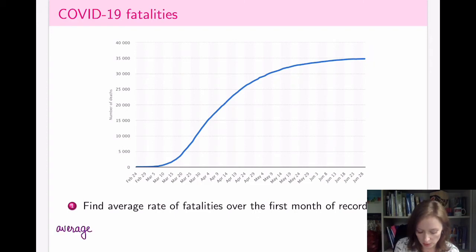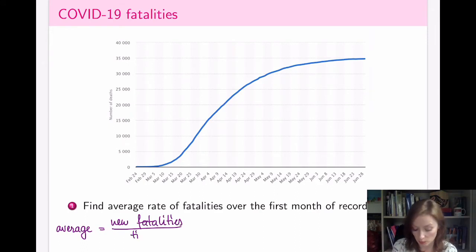So the average here is going to be the number of new fatalities over the number of total days that have passed. So let's just say the time during which they occurred. Now, we're going to have to take a closer look at the graph. The number of new fatalities, so I'm computing over the first month. So I'm looking at, let's say, February 24th. It seems that that's the first recorded cases that I have. And then March 24th.